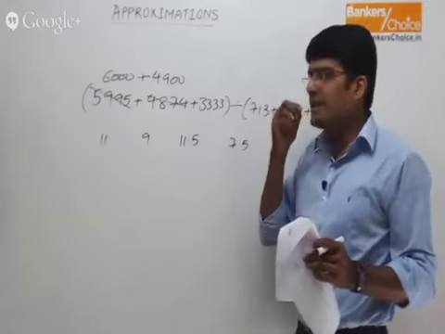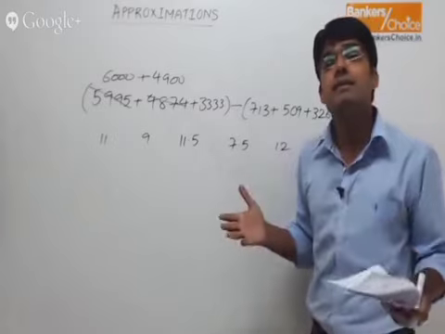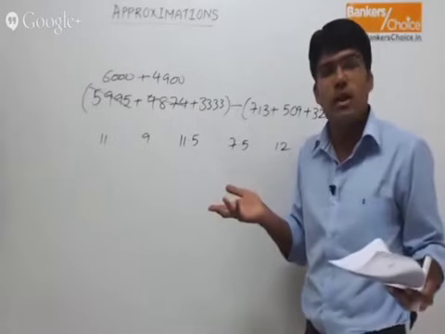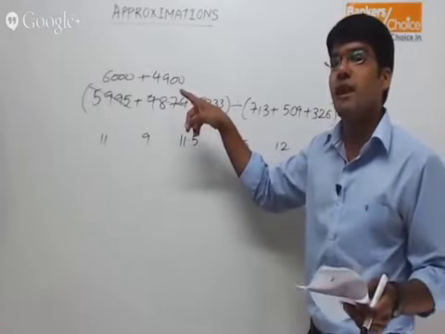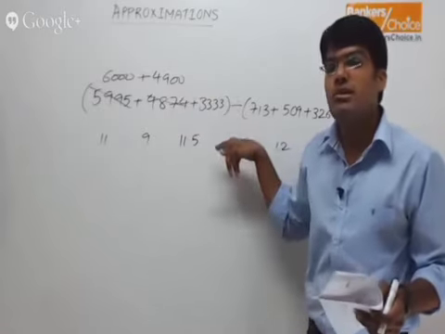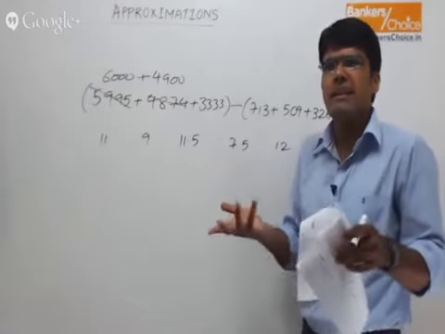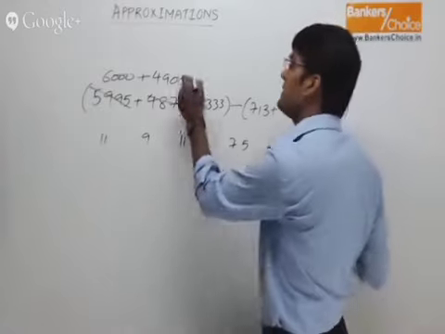Now 3,333. Either you can take it as 3,350 or 3,400 if at all you want to go for that. But then understand, already we have increased the previous two values. So it's better that you decrease this one. So 3,333, if you decrease, can we take it as 3,300? Yes. So this is 3,300.